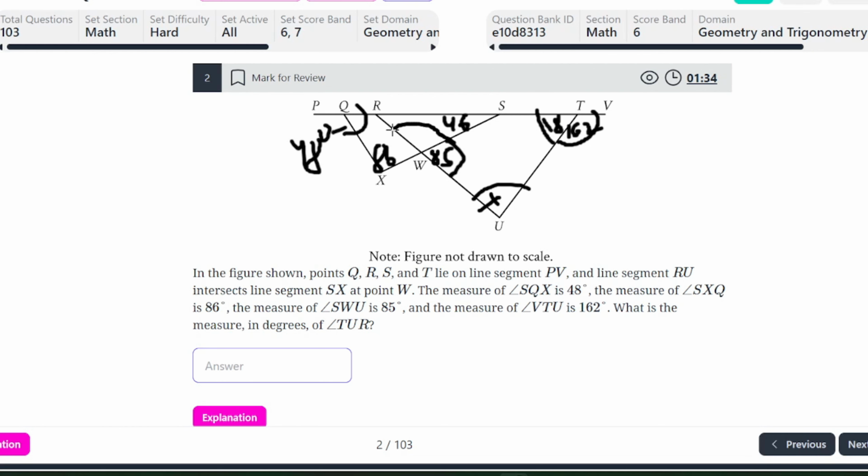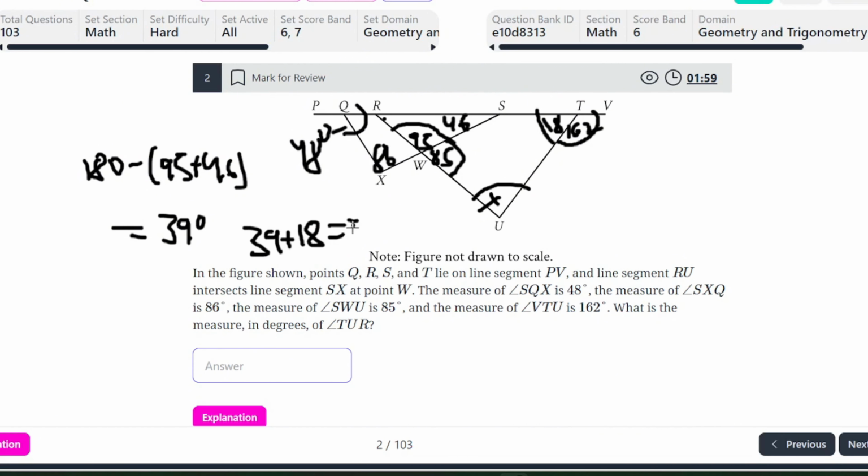We can also take a look at our supplementary rule again, make this 95, and we can find our angle R in RSW. And that would be 180 minus 95 plus 46, right? So that would equal 39 degrees. So if this is 39 degrees and that's 18 degrees, what is our x going to be? 39 plus 18 is equal to 57. 180 minus 57 is going to equal 123 as your answer.